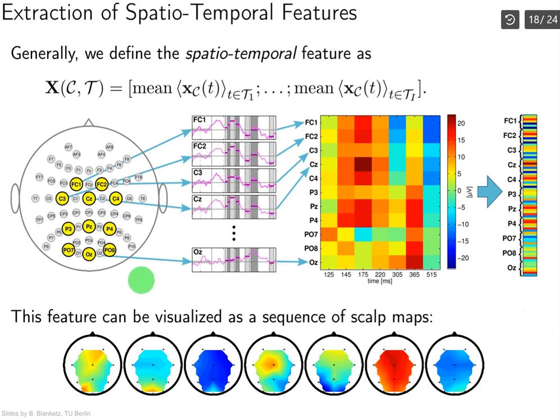Okay, most of the time we visualize this spatial temporal distribution of the features as topographic maps, scalp maps. What is shown here is we take this time point across several channels and visualize it as follows, through interpolation. Second time interval, third time interval, fourth, fifth, sixth.